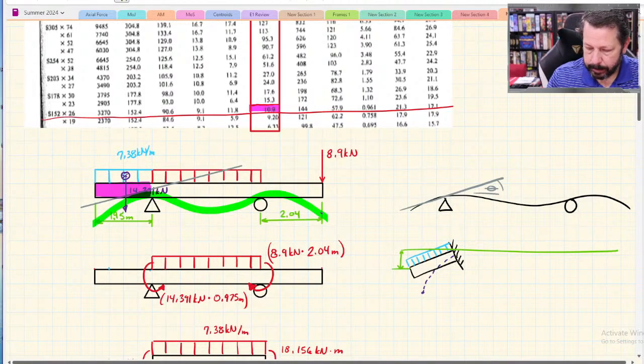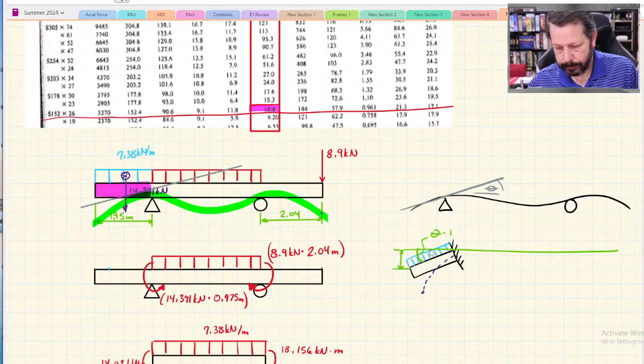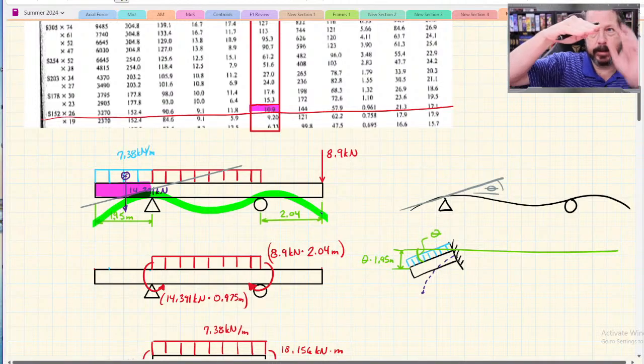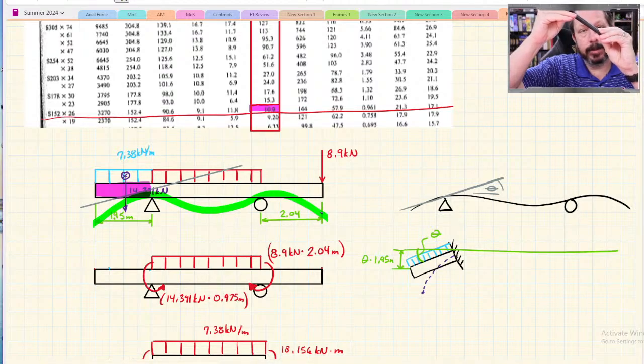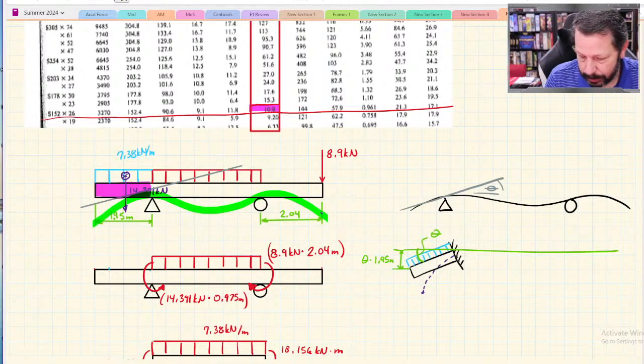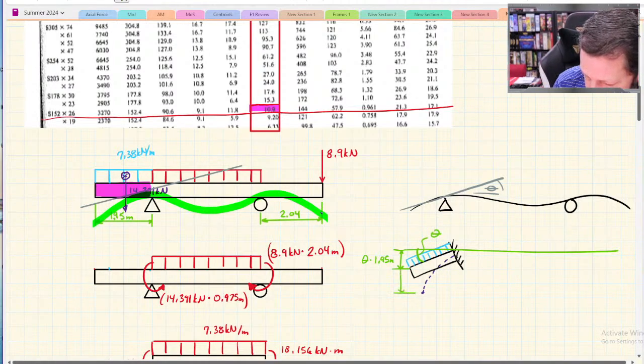I've got a lot of stuff going on here. Theta times 1.95 meters would be, actually I shouldn't write it that way, hold up. This distance is theta times 1.95 meters. It's just an arc length. Basically, the beam is sloped down some amount, or maybe it's sloped up, I don't know, but it's sloped down some amount, and then the distributed load across here is going to keep this thing deflecting more, so I have to add on this.